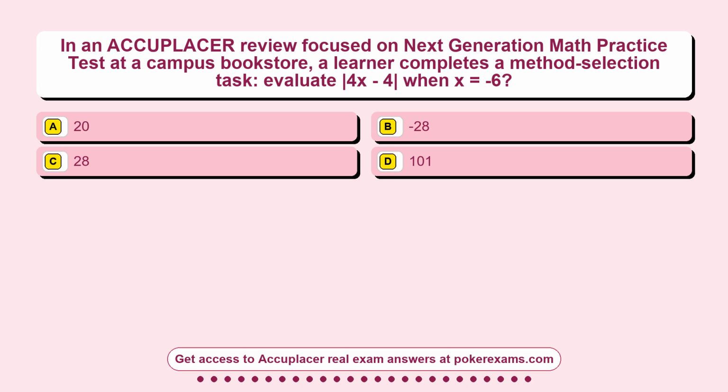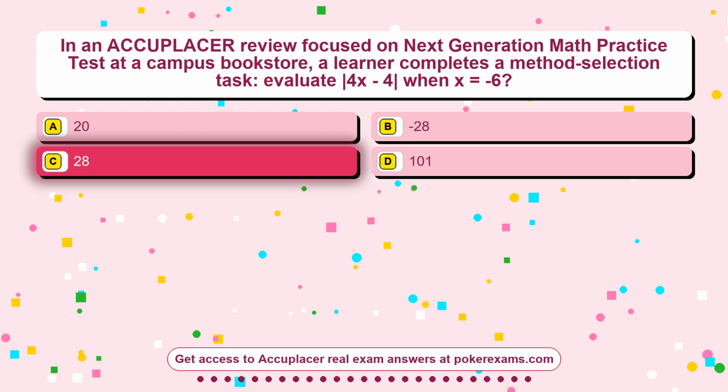Question 1. In an Accuplacer review focused on next generation math practice test at a campus bookstore, a learner completes a method-selection task. Evaluate |4x - 4| when x equals -6. Option A, 20. Option B, -28. Option C, 28. Option D, 101.